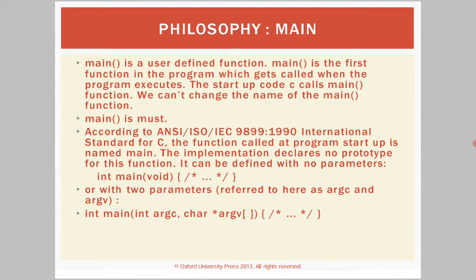So what is main? Main is a function. Every C program should start with a main function, main and brackets. Main is a user defined function. Main is the first function in the program which gets called when the program executes. The startup code calls the main function. We can't change the name of the main function. Main is a must. It is compulsory in every C program.